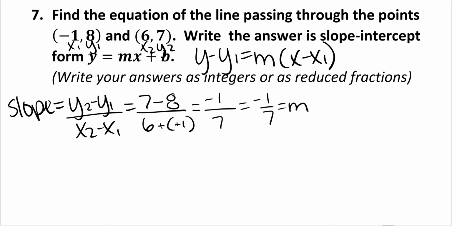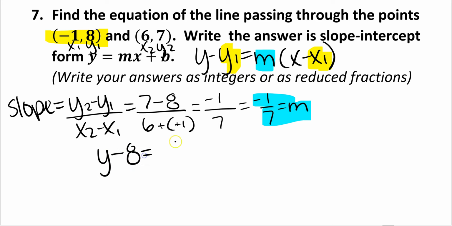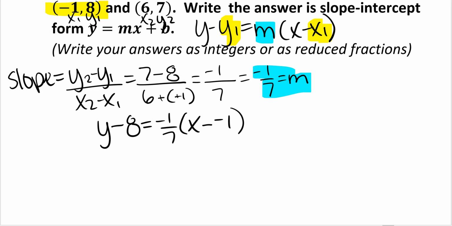And then we have one of our points. We're going to use this first point, and the slope that we found, and plug them into our point-slope form. So we have y minus y1, which is 8, equals m, negative 1 over 7, times x minus x1, which is negative 1. Now keep in mind, I could have used (6, 7) as my point if I wanted to. It doesn't matter which point you use. Either one will work. Before we distribute, let's take care of this minus a negative. That's going to become x plus 1. So I have y minus 8 equals negative 1 over 7 times x plus 1.